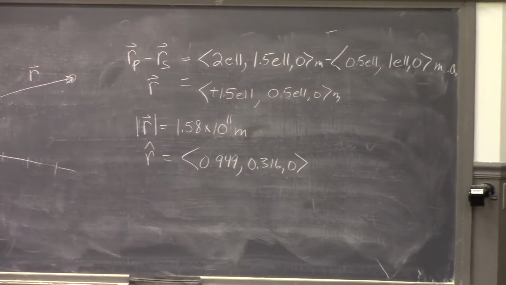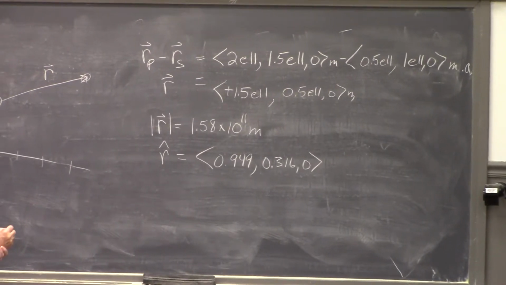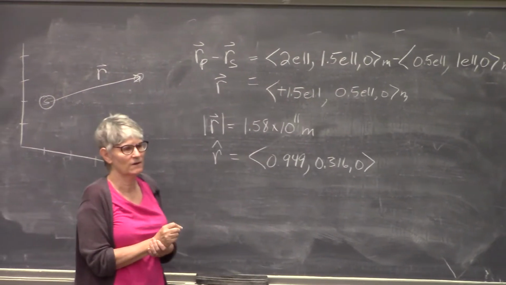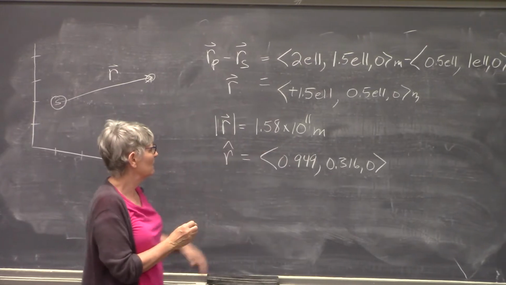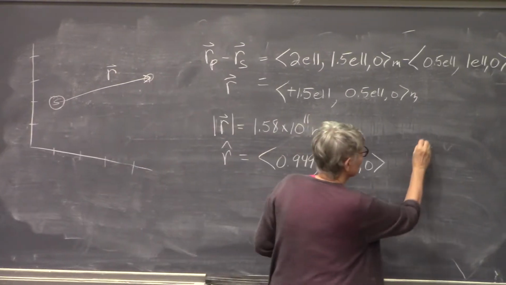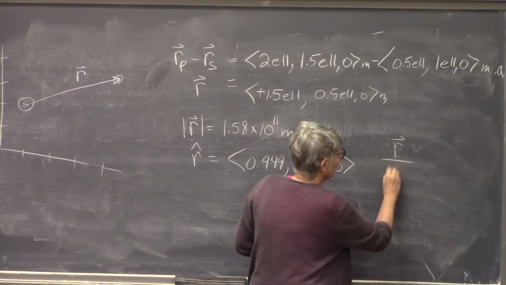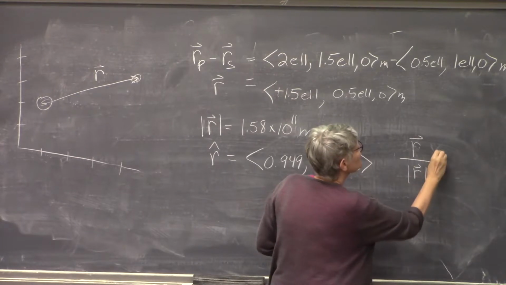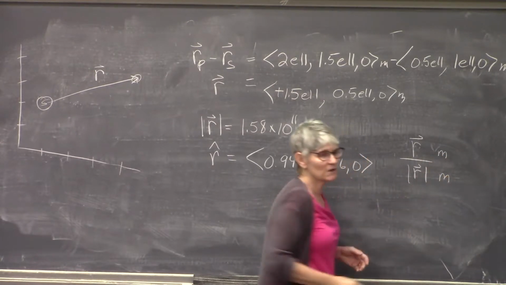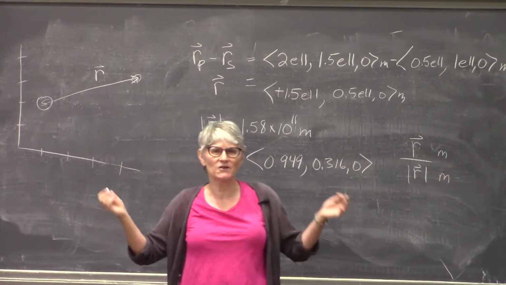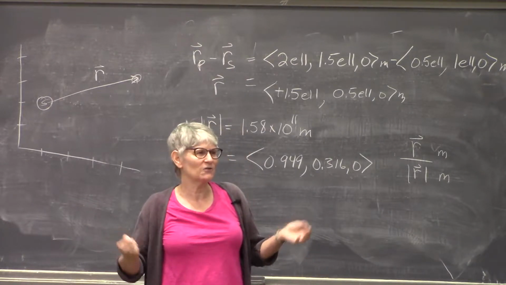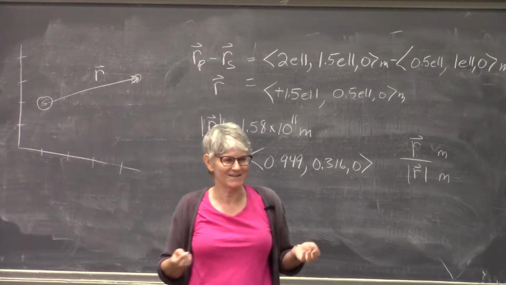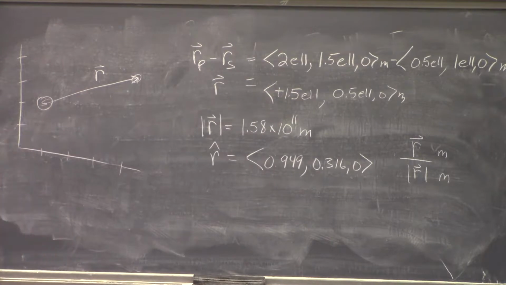It's not a scalar, it's just a unitless vector. It's because we're dividing, remember r hat is the vector r over the magnitude of r. This has units of meters, that has units of meters. They cancel. R hat is just a unitless vector floating in space, unattached to anything. Unit vectors are interesting. Very useful, though.